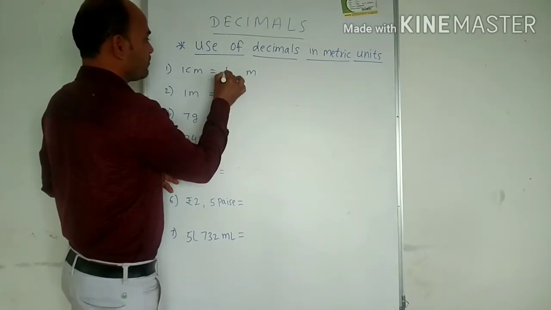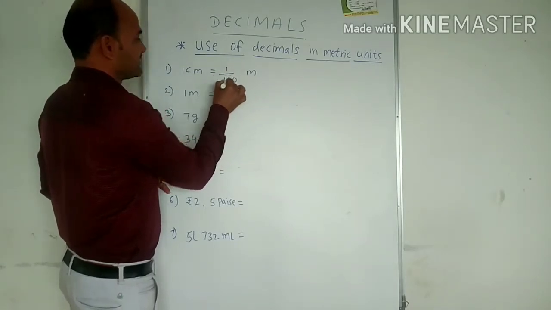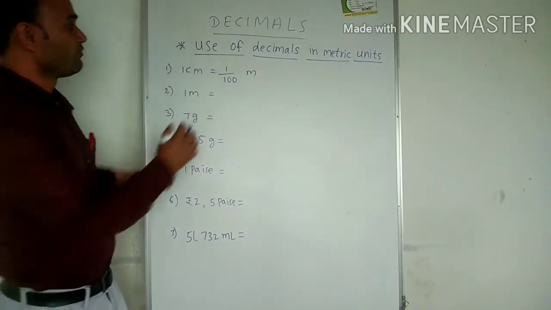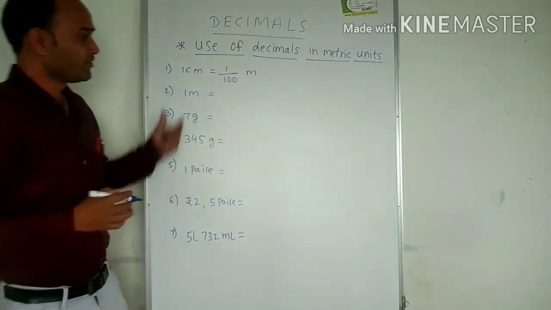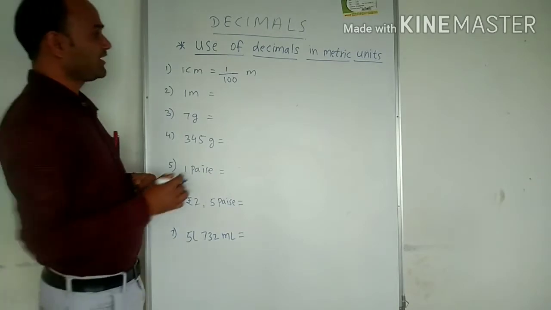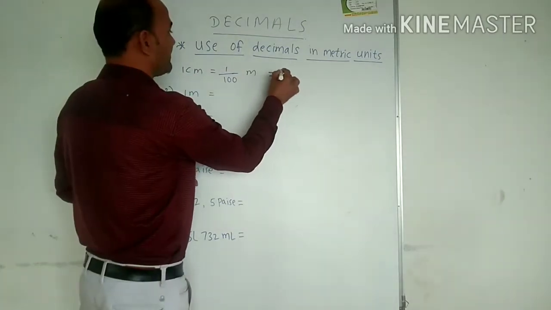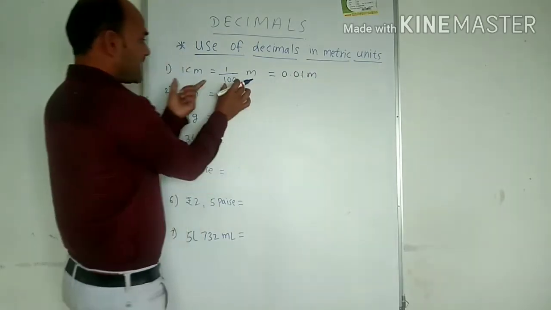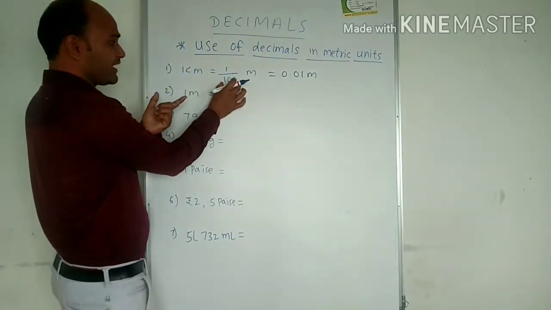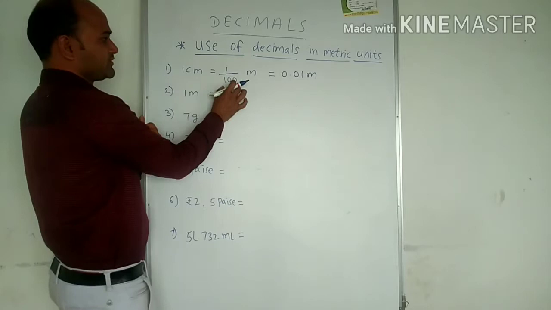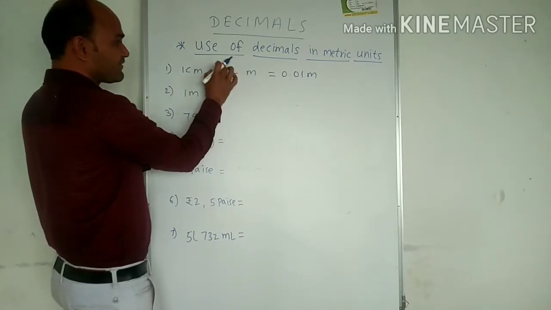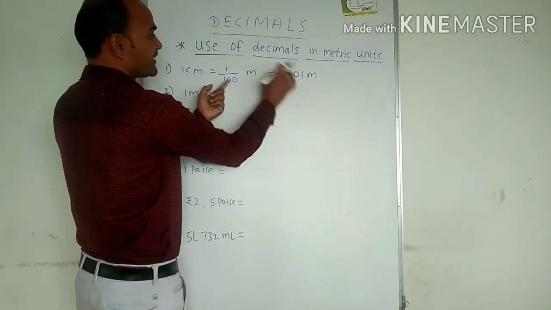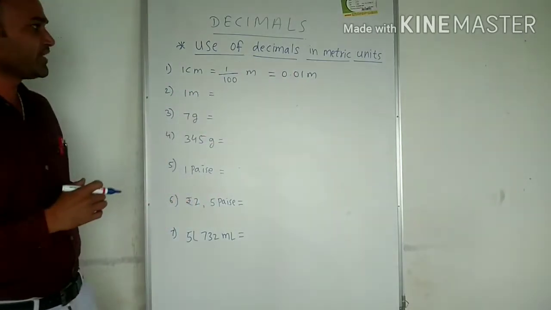So what can we do? 1 divided by 100. 1 meter is equal to 100 centimeters, so 1 centimeter is equal to 1 upon 100 meter. So it becomes 0.01 meter. After the decimal point, how many zeros are there? 2 zeros. From the right side, after 2 digits, you put the point. 2 digits after the point. In that way, we can write it.